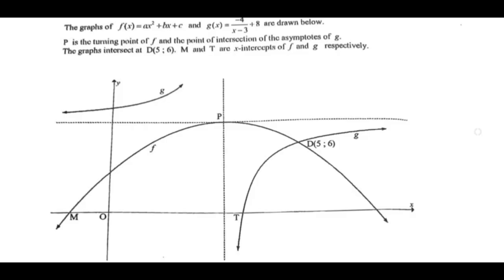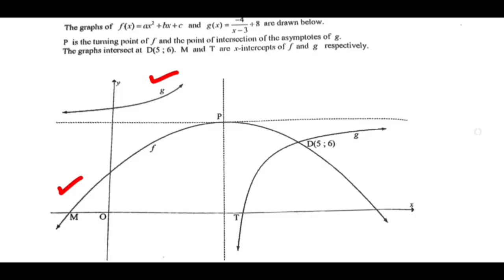So this is question number 5, parabola and hyperbola. The question says the graphs of f of x equal to ax squared plus bx plus c and g of x equal to negative 4 over x negative 3 plus 8 are drawn below. So this g of x is a hyperbola and this f of x is a parabola.